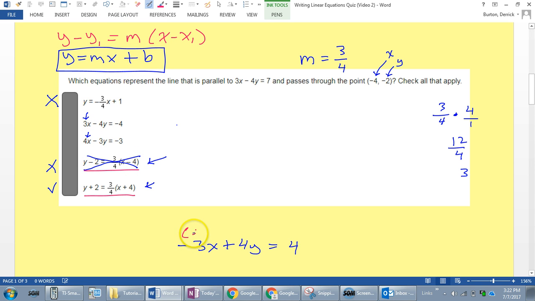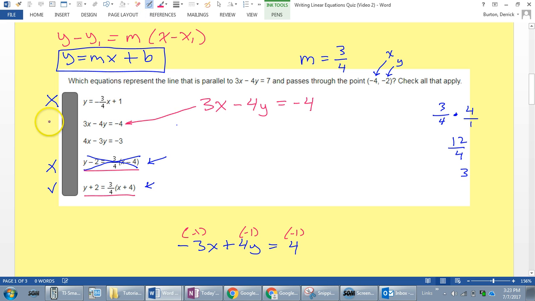So if I multiply each of these by negative 1, all that's going to do is change all the signs. So now I'll have a positive 3x minus 4y is equal to negative 4. All right, basically I just changed all the signs. That's valid. Now, does this match either of these two equations that we have? Yeah, it matches the second one.